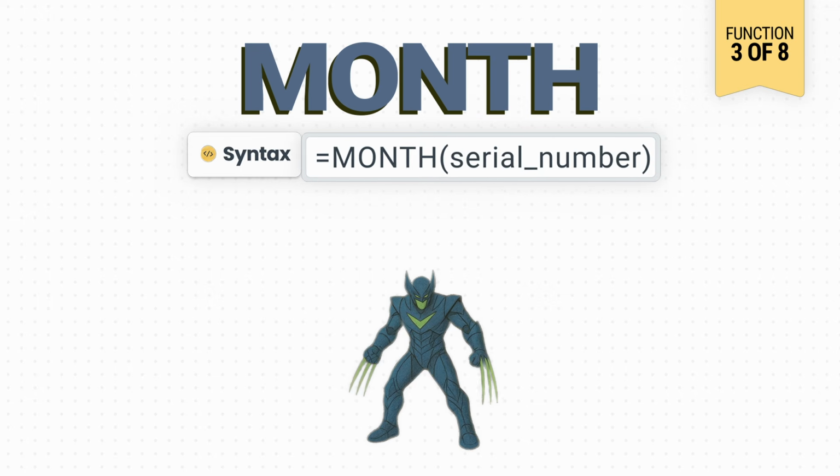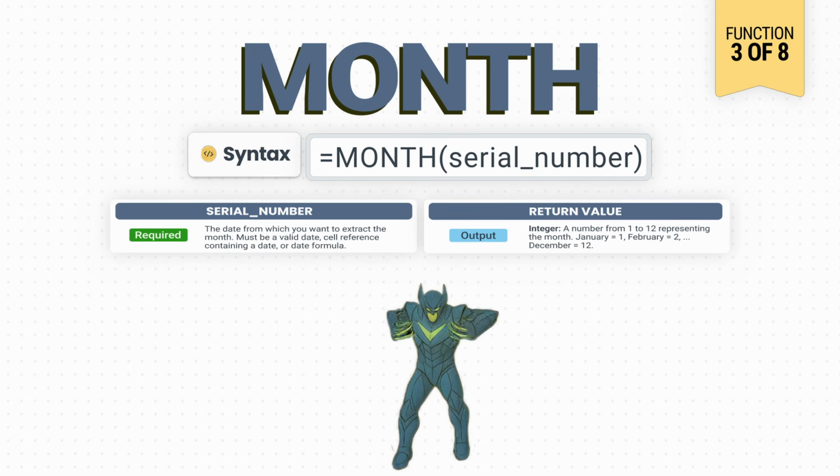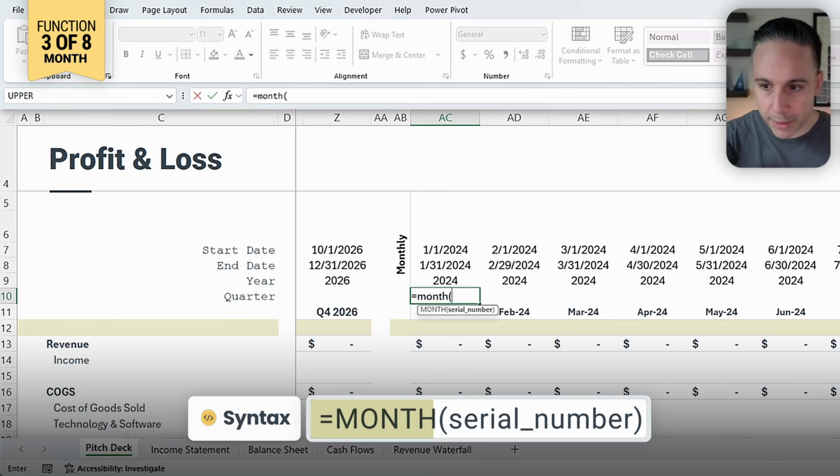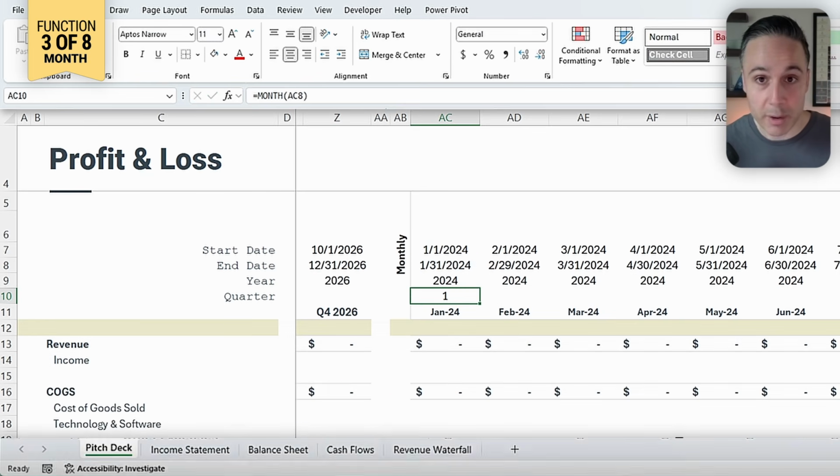And that's going to introduce us to our third function, the MONTH function. And just like the YEAR function, this one is super simple. It just takes one argument, the month. So watch, I'll write equals MONTH. I'll point over here and I'll close the parentheses. And there we go. Now I have a 1.